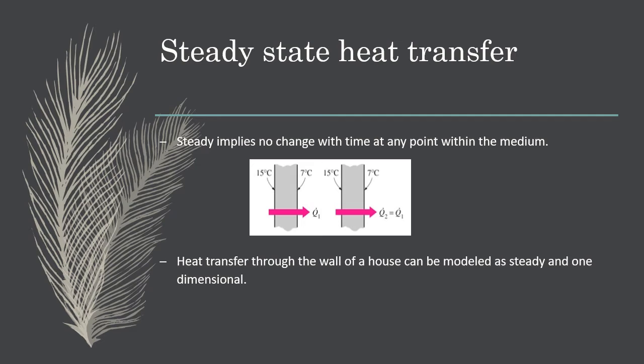That is, steady heat transfer means the heat transfer in both cases is steady, or the temperature is the same after some time. Like at time t1 the heat transfer is Q1, and then at time t2 the heat transfer is also Q1. That is constant heat transfer, which is known as steady heat transfer. Heat transfer through the wall of a house can be modeled as steady and one-dimensional.